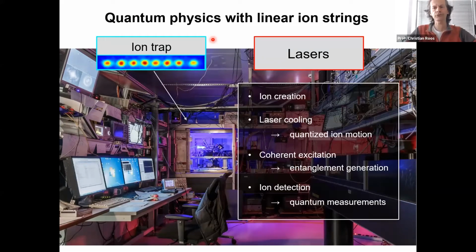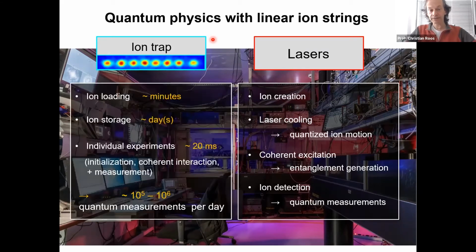Lasers are very important for several reasons. We use lasers to create ions in the first place. We use them for laser cooling to very low temperatures, such that we can describe the ion motion in the confining potential of the ion trap as being quantized. Then most importantly, we use lasers for coherently exciting the ion, which is our tool for creating entanglement. And lasers also play a role for detection of the quantum state of an ion via fluorescence measurements.